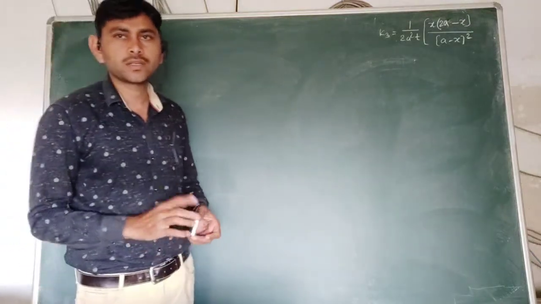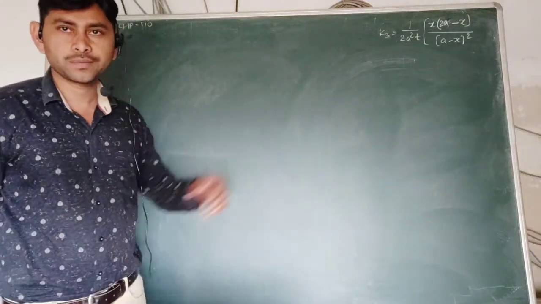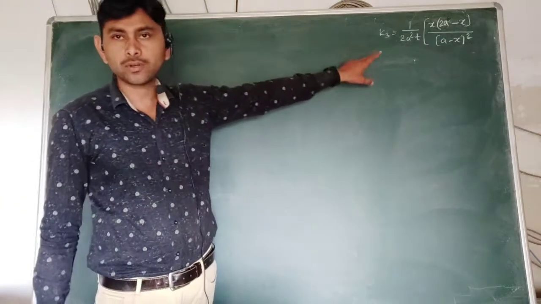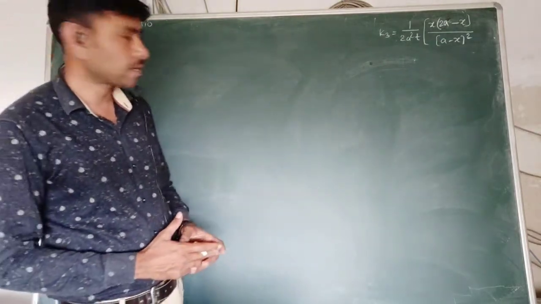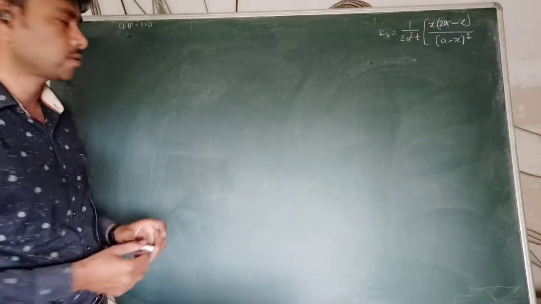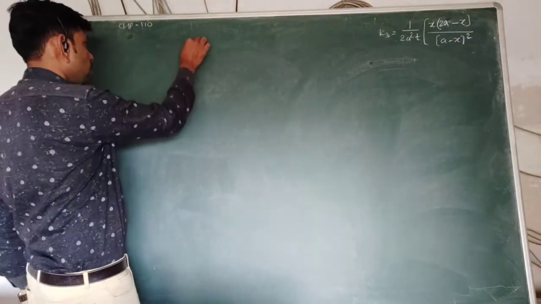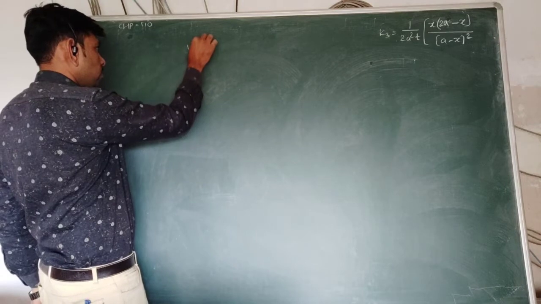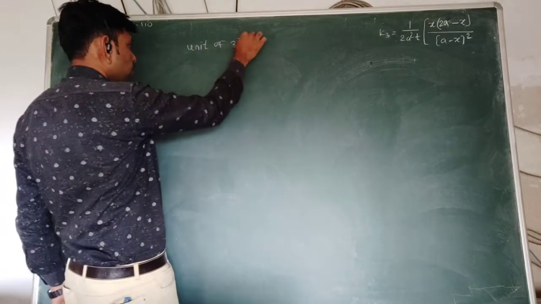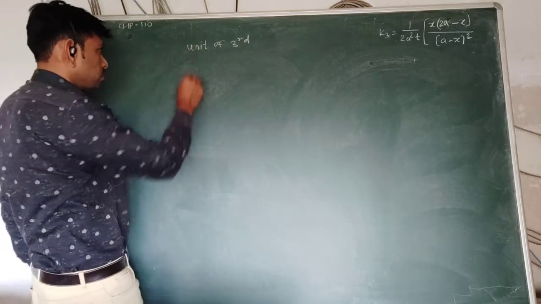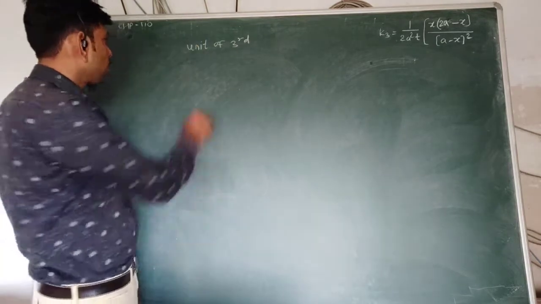In the last lecture, we discussed the third order reaction, the rate constant for third order reaction, and some of the characteristics of third order reaction. In the last lecture, we discussed the units of third order reaction and the graphical representation.